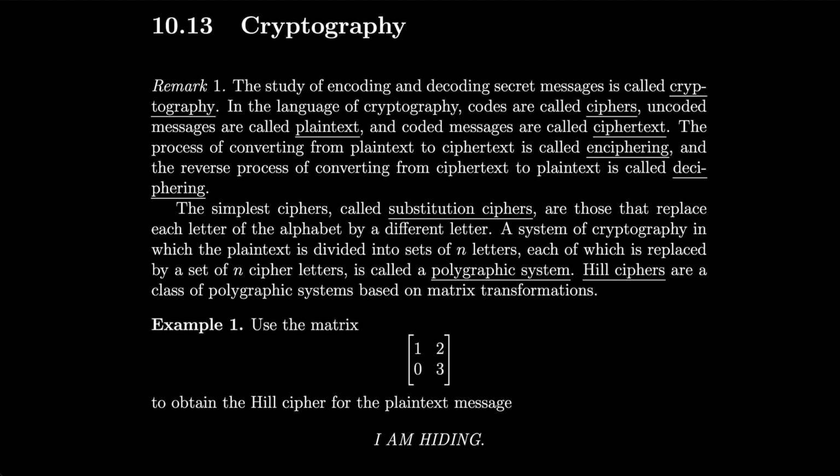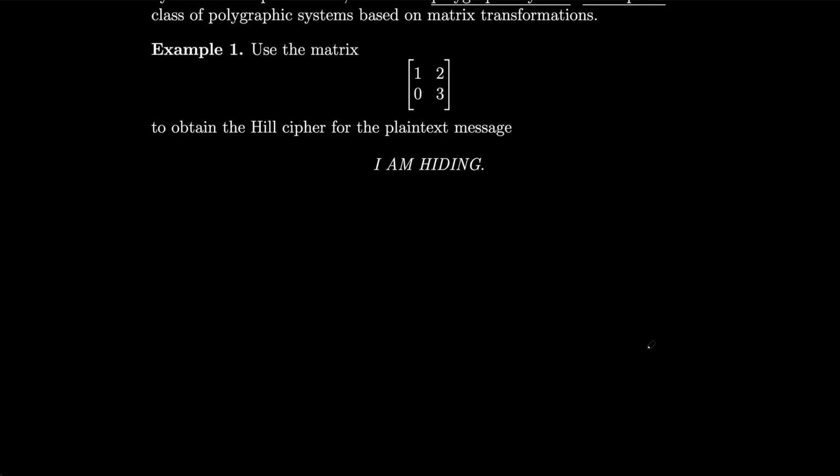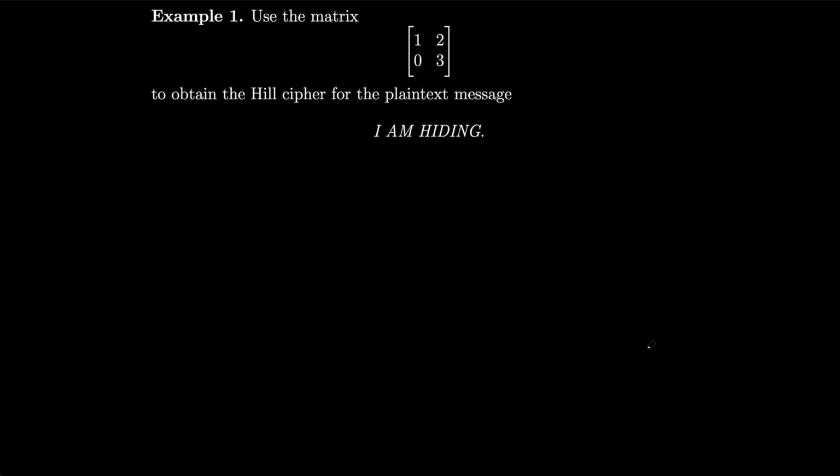The simplest ciphers, called substitution ciphers, are those that replace each letter of the alphabet by a different letter. A system of cryptography in which the plain text is divided into sets of n letters, each of which is replaced by a set of n cipher letters, is called a polygraphic system. Hill ciphers are a class of polygraphic systems based on matrix transformations. As an example, let's use the matrix [1, 2; 0, 3] to obtain the Hill cipher for the plain text message, I am hiding.